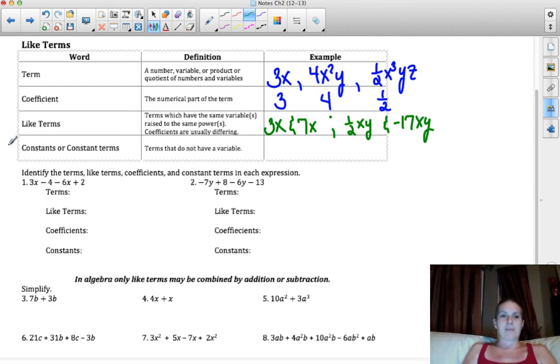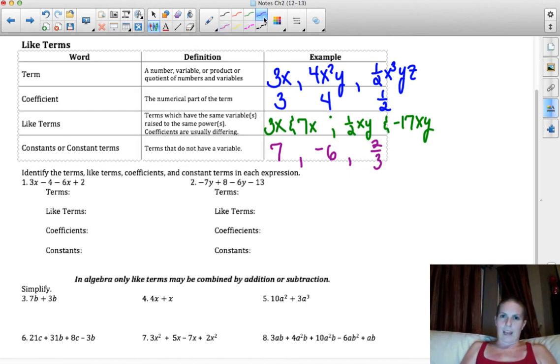The last piece we need to talk about in terms of vocabulary are constants or constant terms. Those are terms that do not have a variable. So all of my examples had variables in them, but I could just as easily have used a constant like 7, -6, 2/3, because those numbers do not have variables. They would be considered constants.